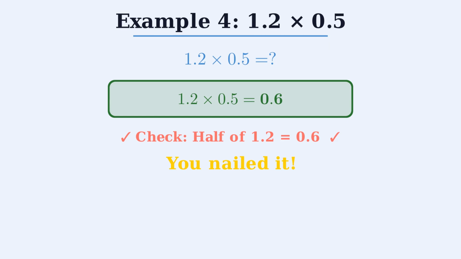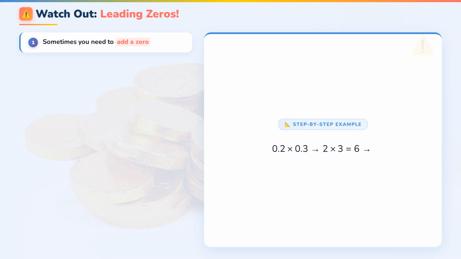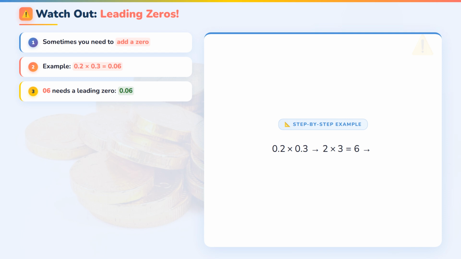You nailed it. Here's a sneaky little trap that trips up a lot of students. So listen up. Sometimes when you place your decimal point, you don't have enough digits. Check this out. 0.2 times 0.3. You'd multiply 2 times 3 to get 6. Then you count 1 plus 1 equals 2 decimal places. But 6 is only 1 digit, so you need to add a 0 in front. 6 becomes 0.6, and then you put your decimal to get 0.06. Always count decimal places from the right side of your whole number answer, padding with zeros if needed.